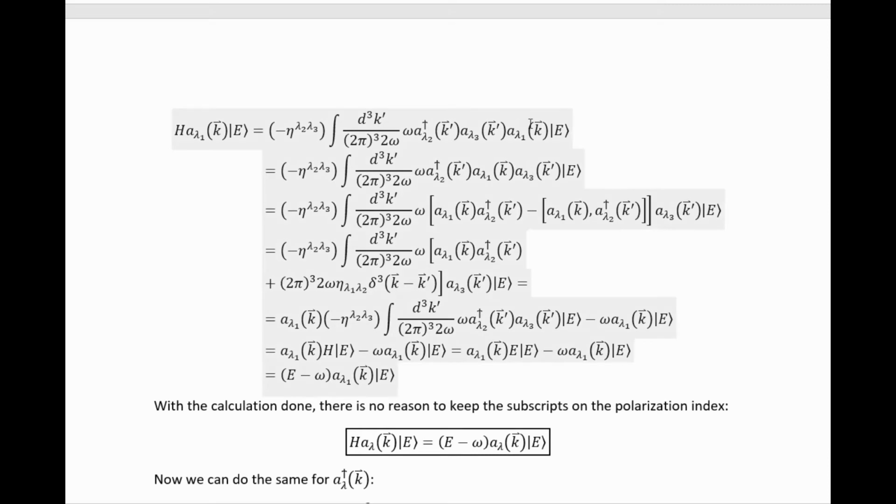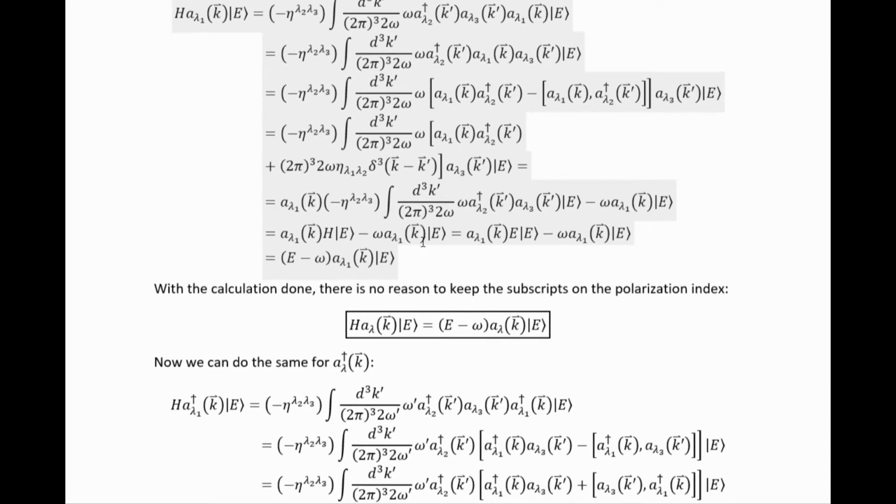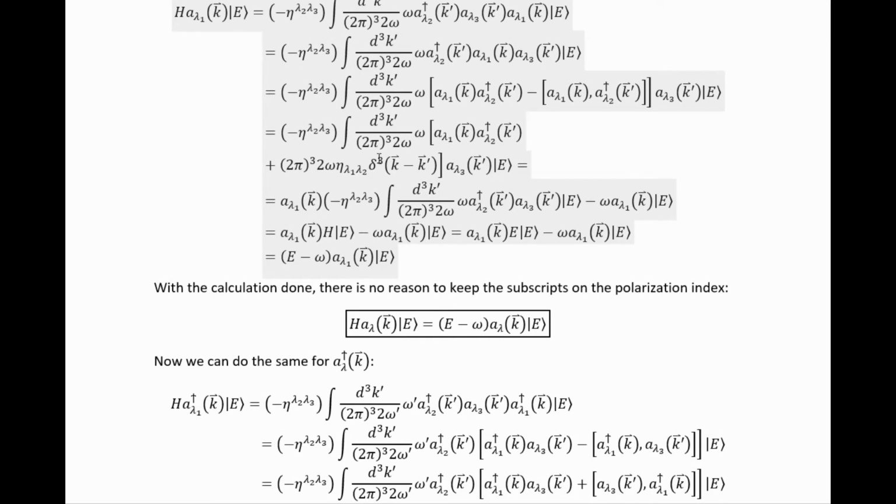We can commute this operator through that one, and then we can do the commutator with this one, which of course yields that non-trivial non-zero value, which we can then simplify down. We can do the integral because of that delta function, and what we recognize is that we've got this A lambda applied to the Hamiltonian applied to the energy eigenstate minus this other term, which is just omega times that same annihilation operator applied to that energy eigenstate.